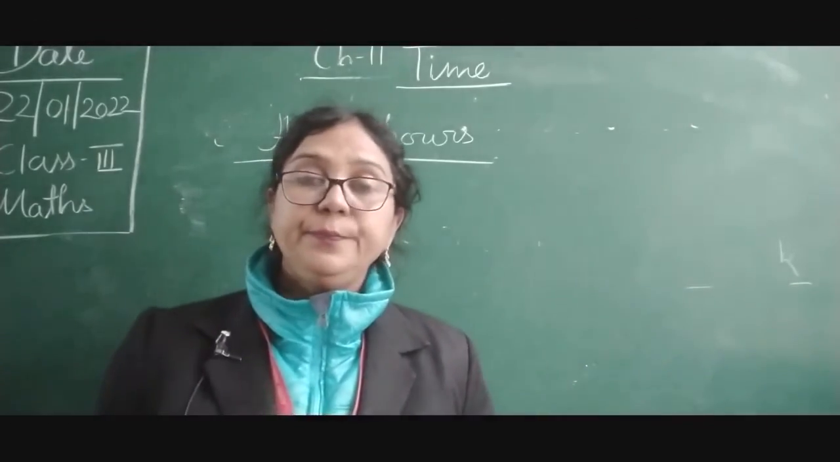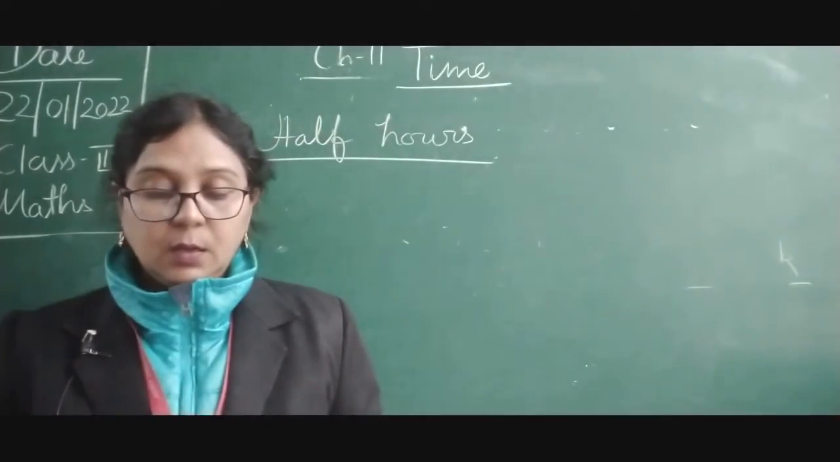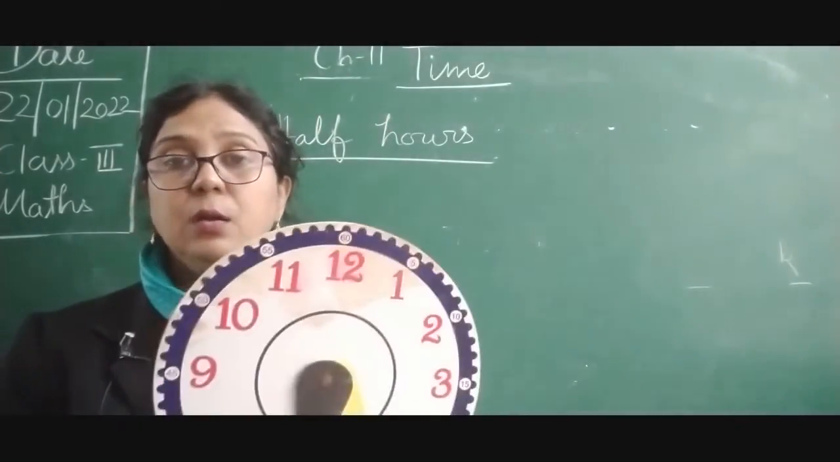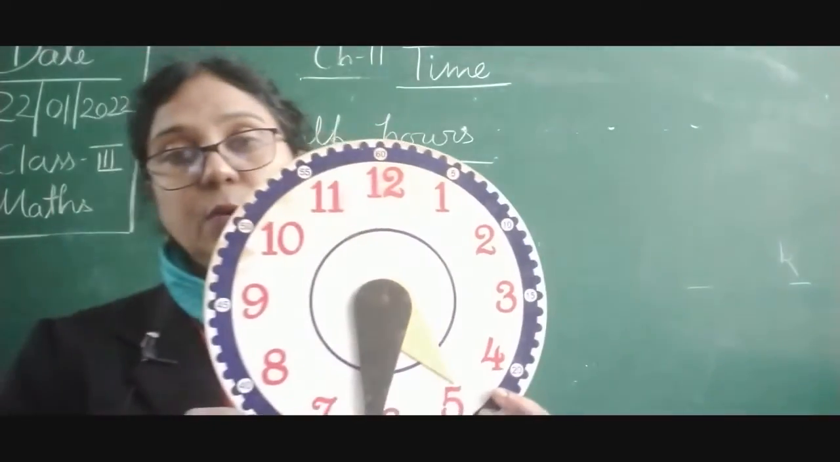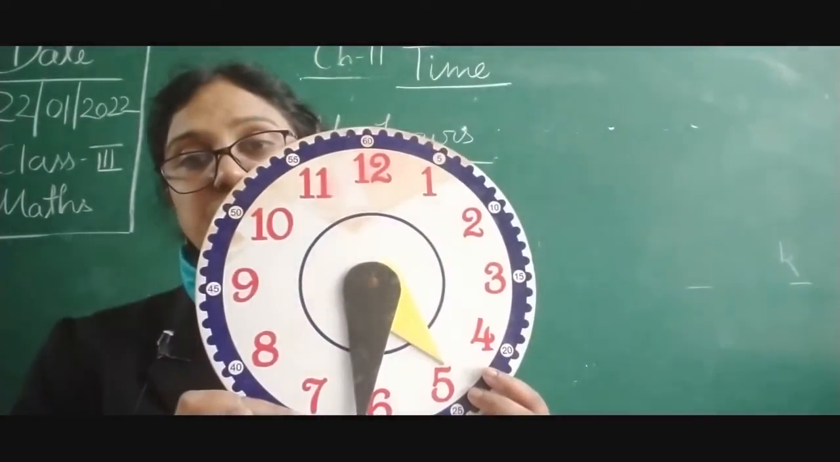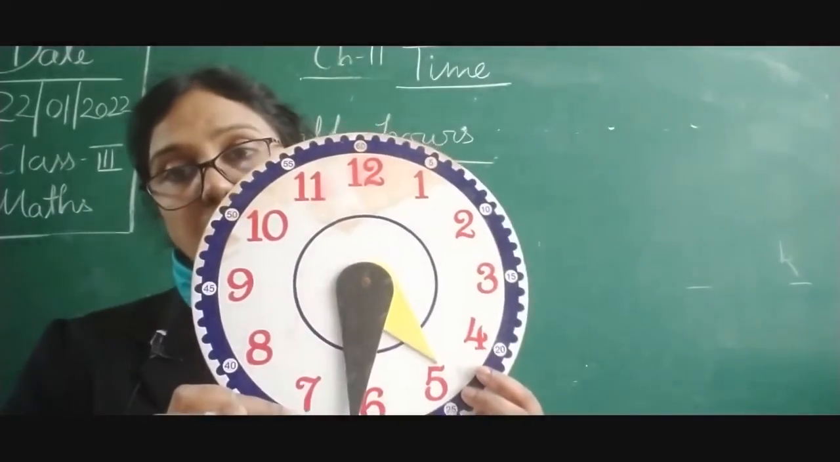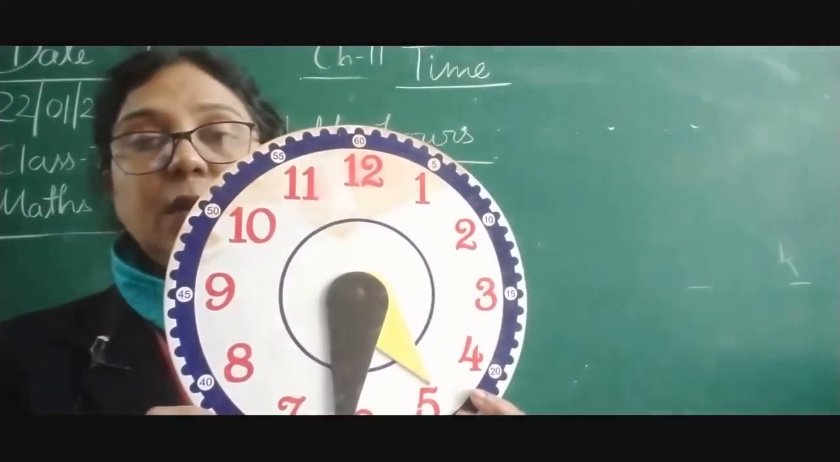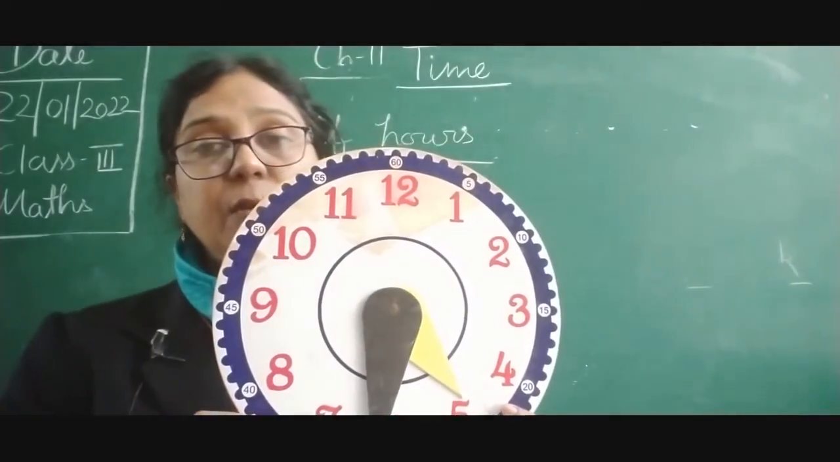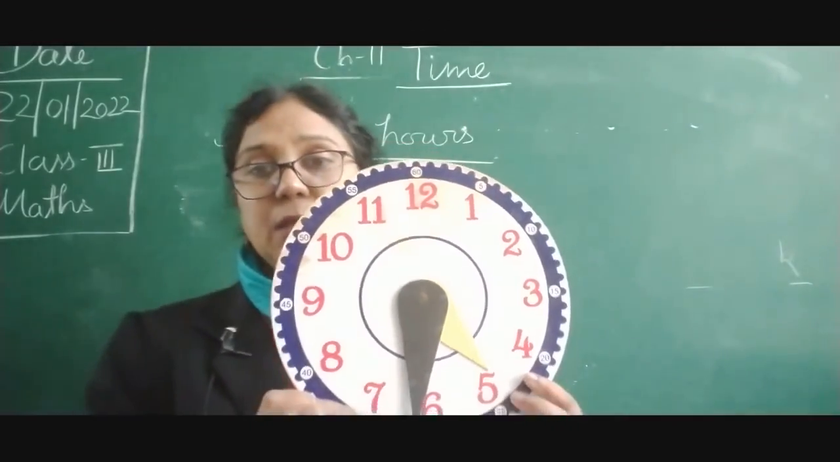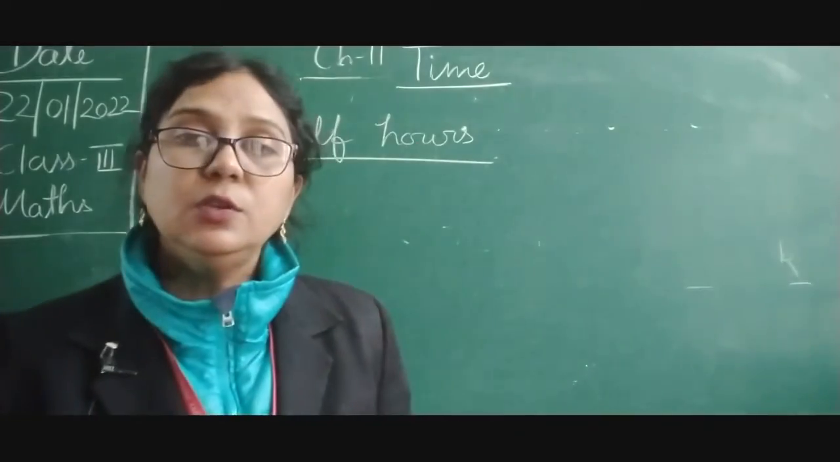So children, practice it and make a clock for your annual examination project. As an annual examination project, you just draw a clock with the help of hardboard, and you can take help from ice cream sticks also to make these hands. So children, make it.